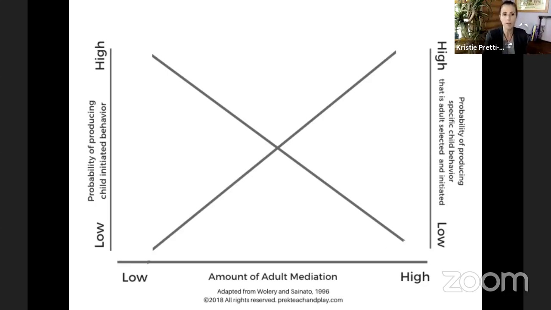So the X marks the spot is saying, if you want a high probability of success that the child will initiate, do low adult mediation. Conversely, if you want a high probability that the child will exhibit a specific behavior, you're going to need a lot more adult mediation. And so what we want to be careful is that we understand we don't always want high specific response, high teacher led. That there's all this beautiful learning in between and all this beautiful learning on the far side.